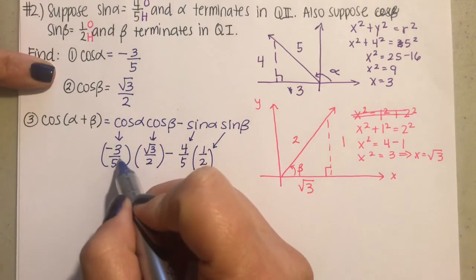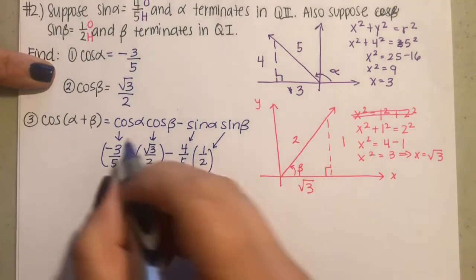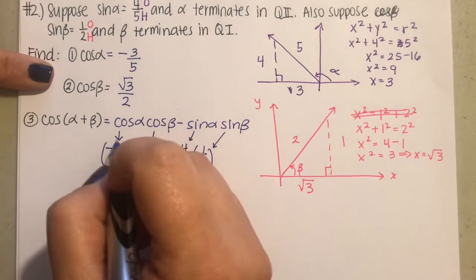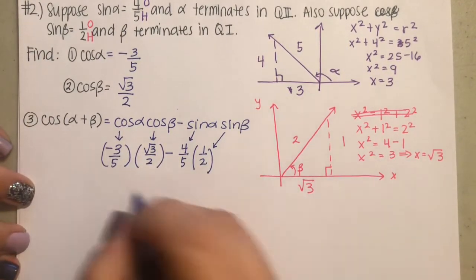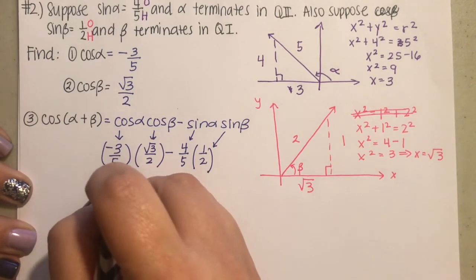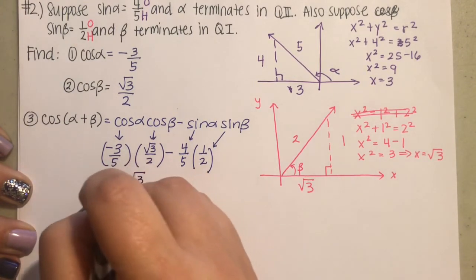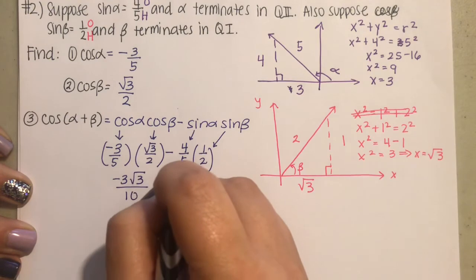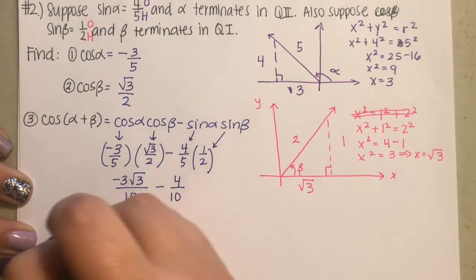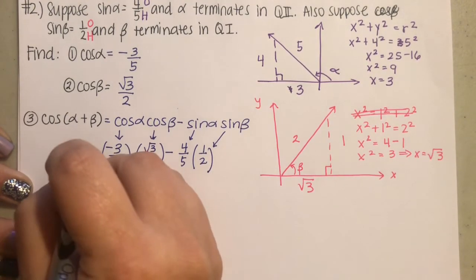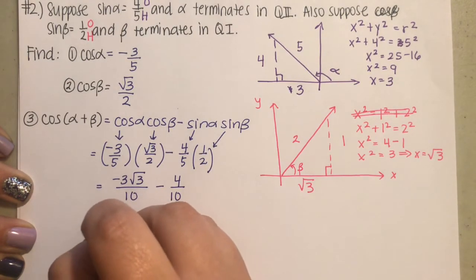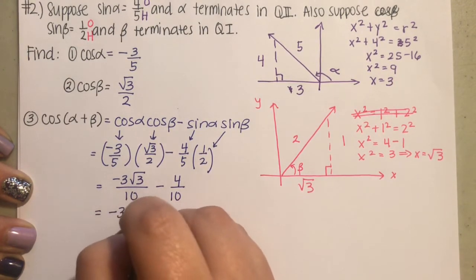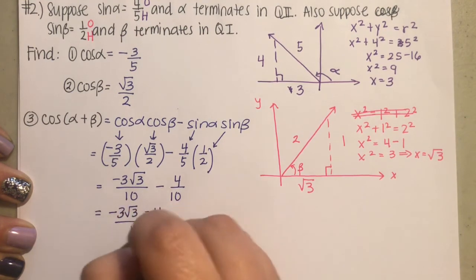When we write that 3/5 or that 4/5 or whatever, I completely drop the cosine and the angle as well. Neither of them stick around. So this just becomes a simplifying question. Negative 3 square root 3 over 10 minus 4 over 10, and we'll clean this up. One final statement of negative 3 root 3 minus 4, all over 10.